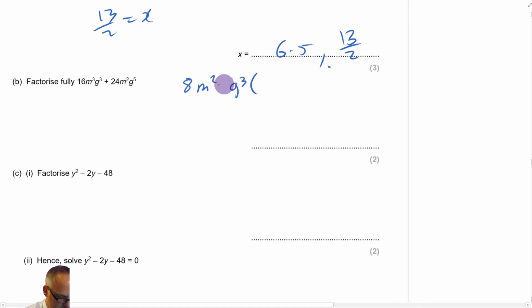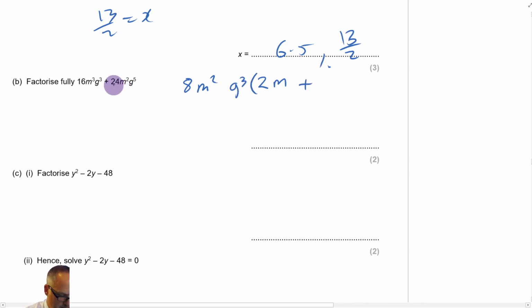So what do I need to times this by to get the first value? Well, I need to times by 2 to get to 16. I need to times the m squared by m to get m cubed. And I don't need to times the g cubed by anything. So I don't need anything else.